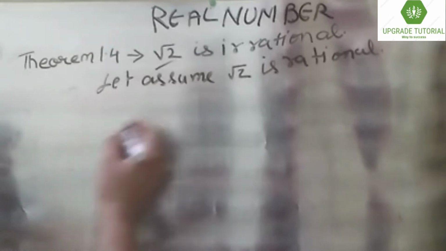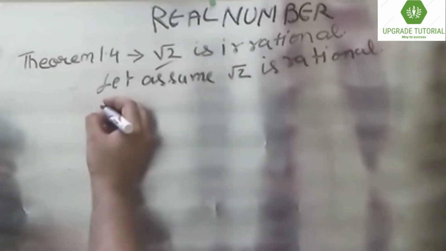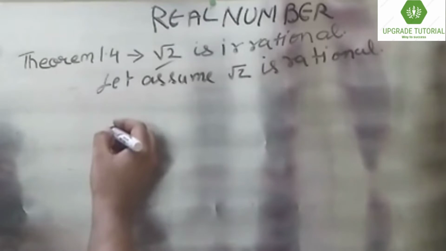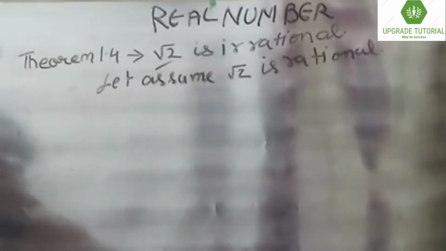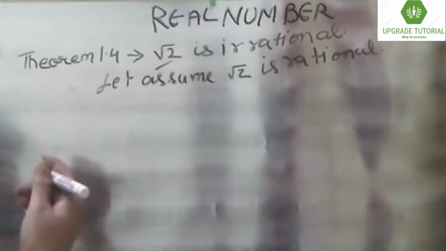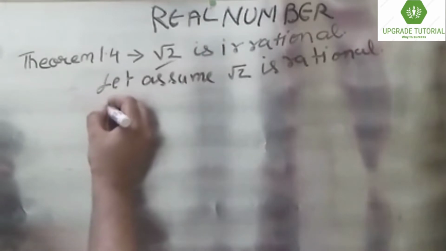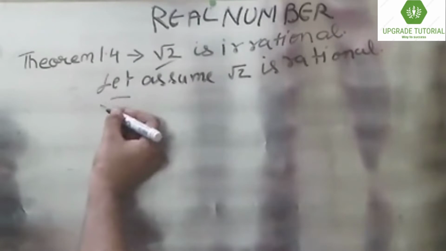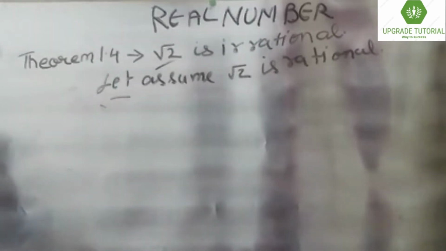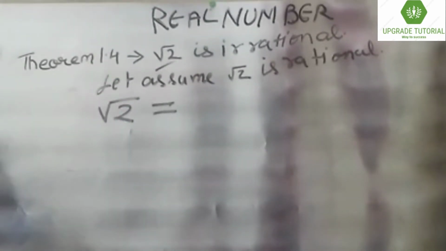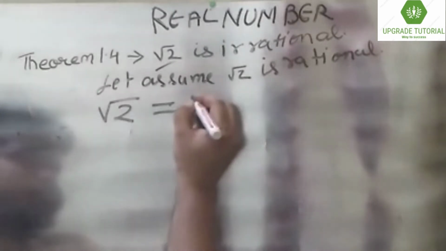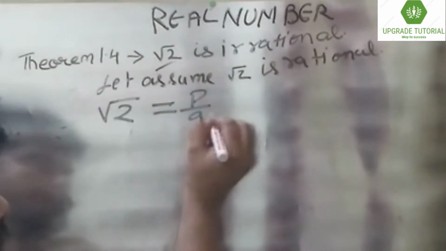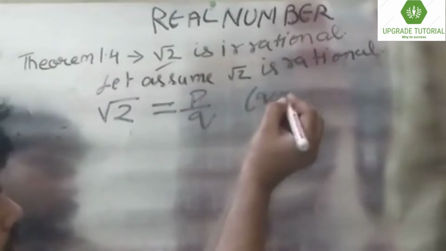First, we know that every rational number can be expressed in the form p upon q, where p and q are integers. Suppose root 2 is equal to p upon q, where q is not equal to 0.